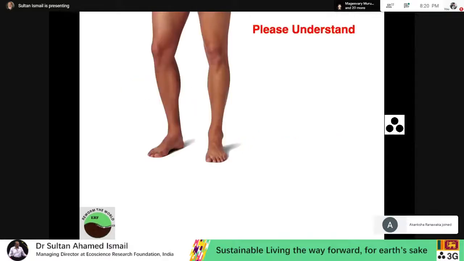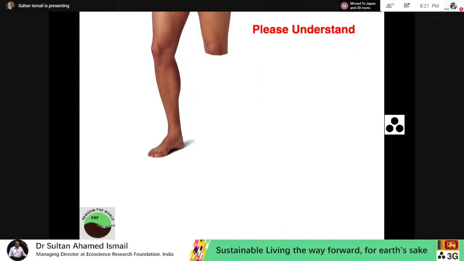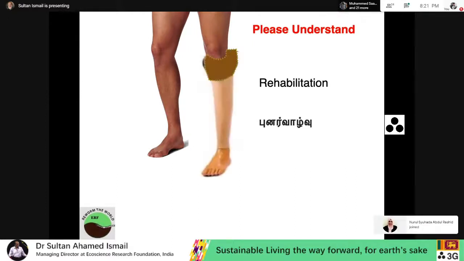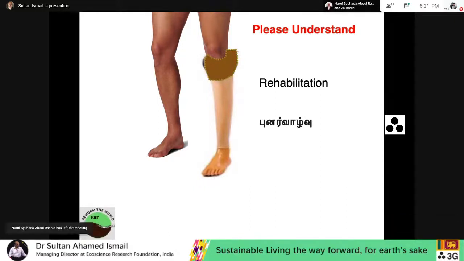Please understand this concept. A person is traveling by a two-wheeler, meets with an accident, and the leg is amputated. If I can give back the original leg, that is restoration. But I cannot give back the original leg. So I give a wooden leg, and that is rehabilitation. What we are trying to do for our environment is rehabilitation. Human beings cannot restore nature. We can only rehabilitate. Nature knows how to restore itself.